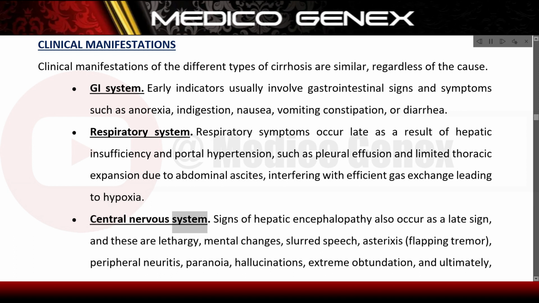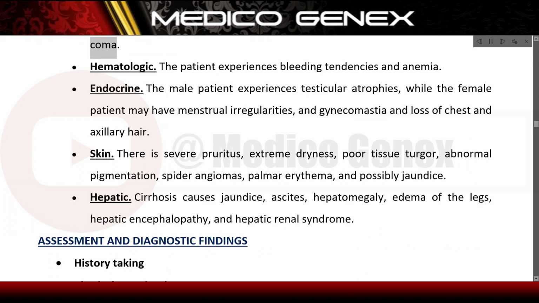Central nervous system. Signs of hepatic encephalopathy also occur as a late sign, and these are lethargy, mental changes, slurred speech, asterixis, flapping tremor, peripheral neuritis, paranoia, hallucinations, extreme obtundation, and ultimately, coma. Hematologic. The patient experiences bleeding tendencies and anemia.